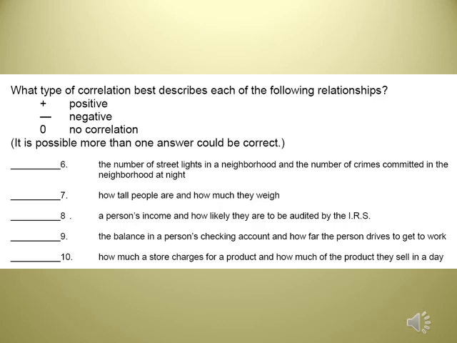Number 9 is a problem that years ago I actually put on a test, and I ended up regretting it because I had people that could justify pretty much every one of these possible answers. It says the balance in a person's checking account and how far that person drives to work. And when I originally wrote that question, my intention was for the answer to be zero, that there just really isn't a whole lot of relationship at all.